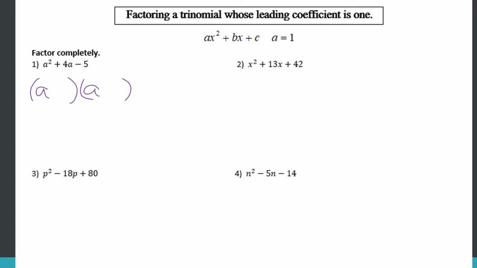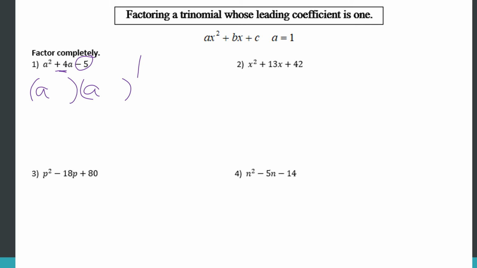Now what I want to do is look at this c value, okay? So -5, that last number. I want to find the factors of that number that add or subtract to give me that middle number that's there, which for this one is 4. Okay, and this is that number puzzle work that we were working on.